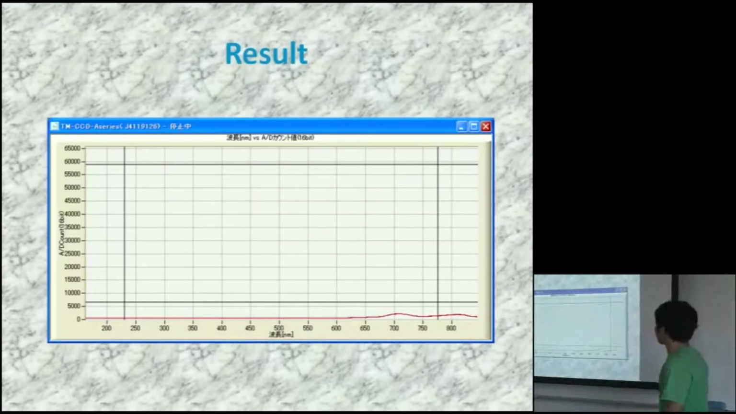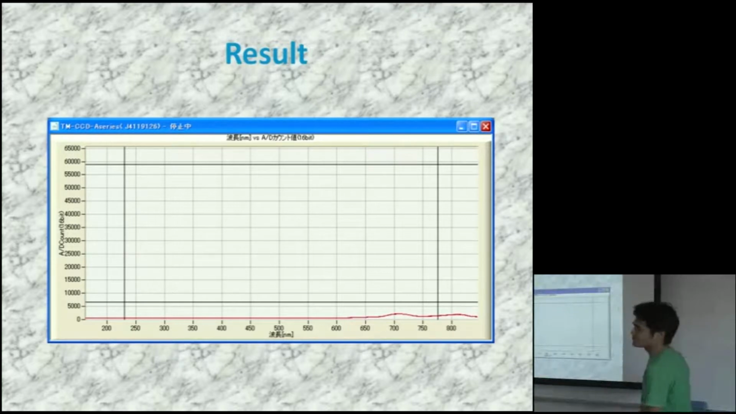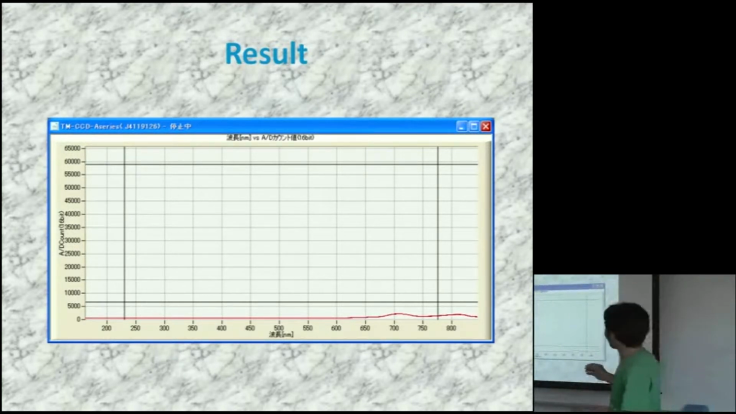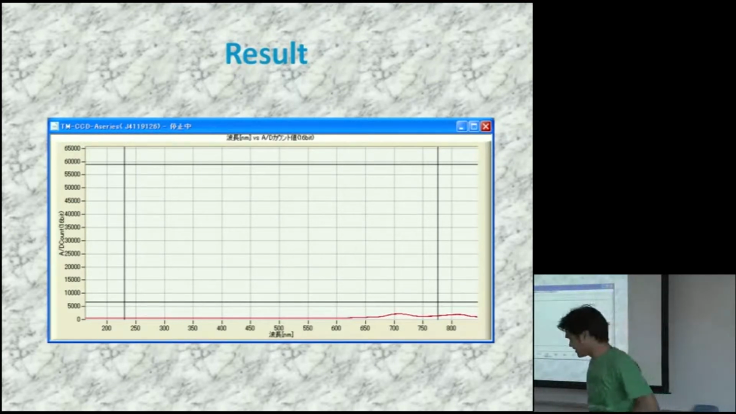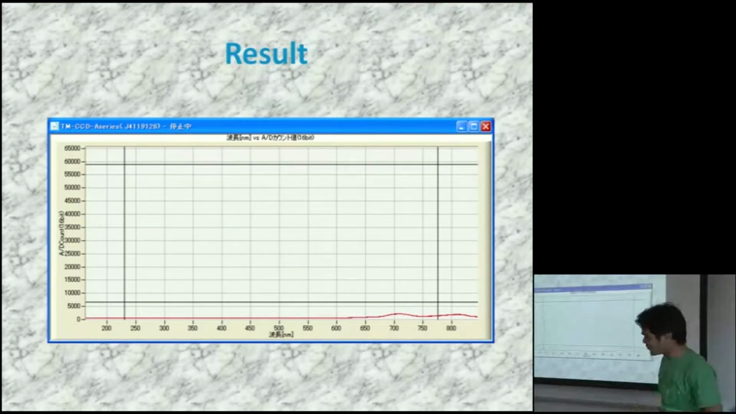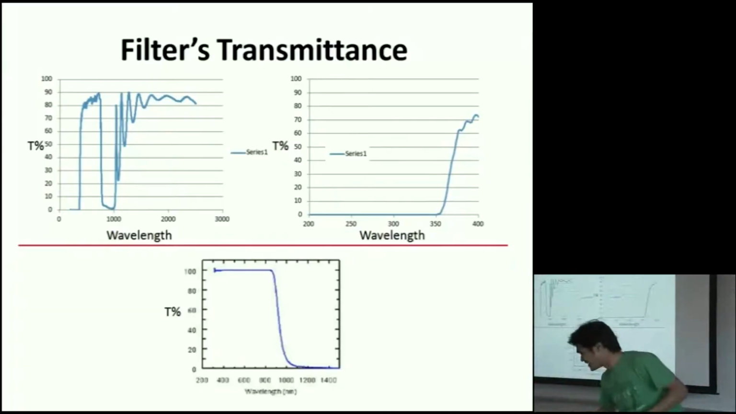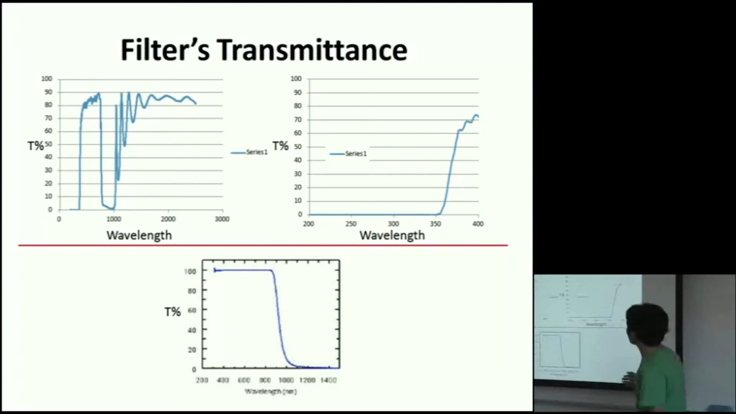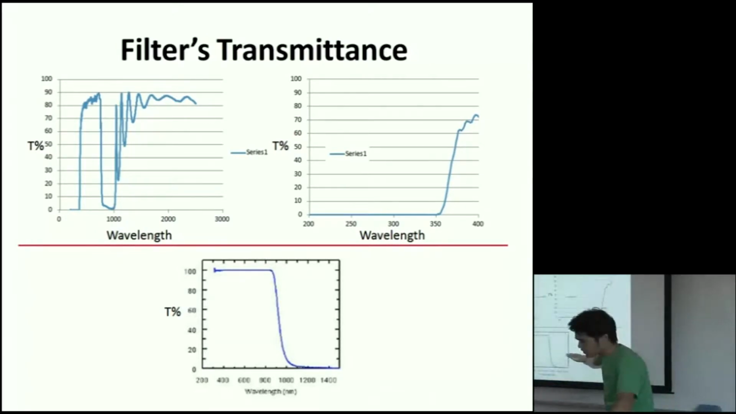And this is the result. There is no result. That's my problem. Even though I use 3 light sources, there is no intensity. Then I want to use a filter like this to avoid the high temperature. This is the spectrum of the filter.